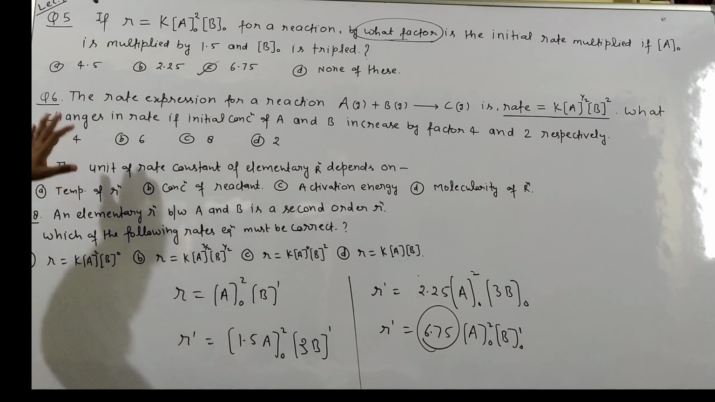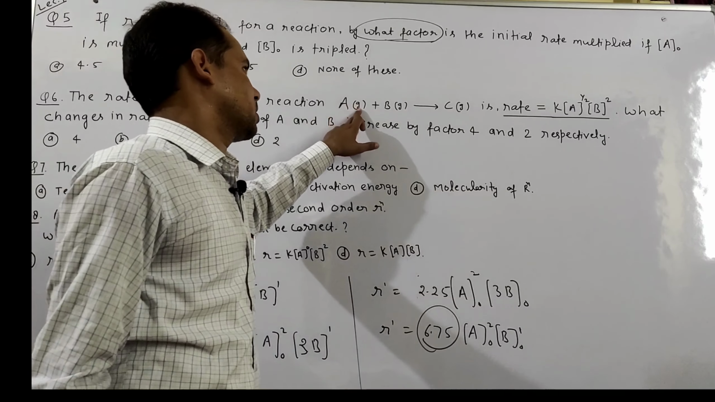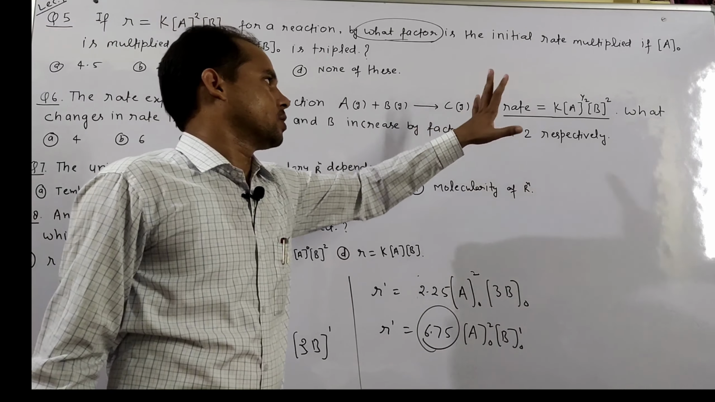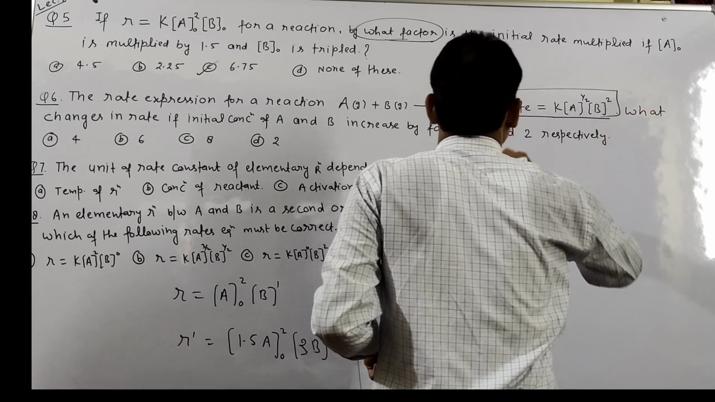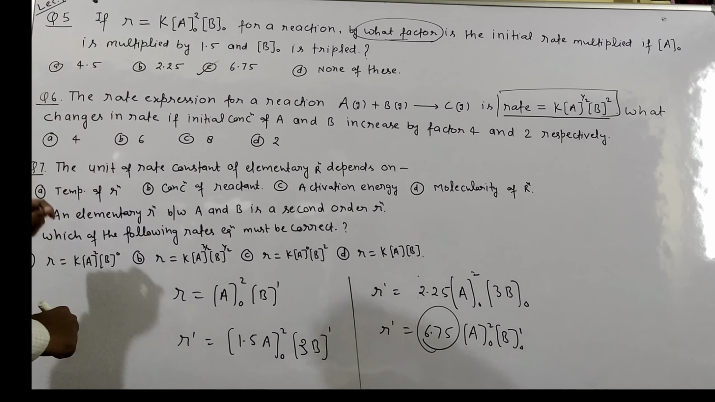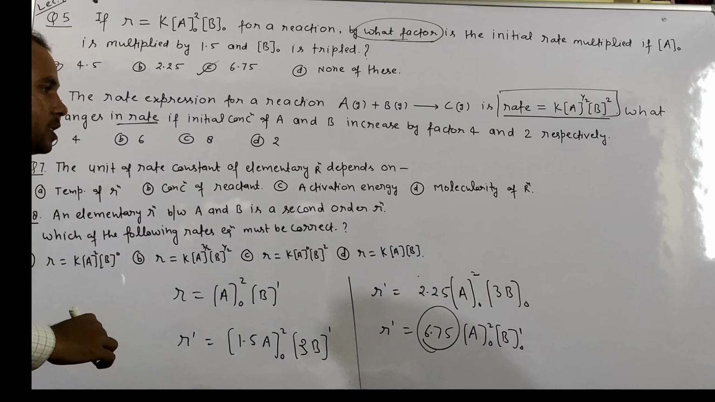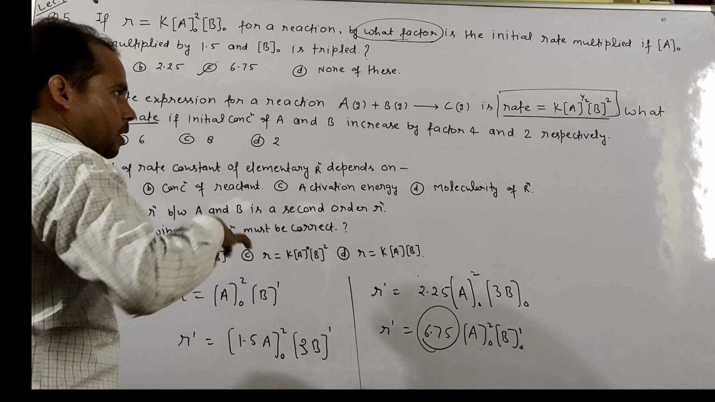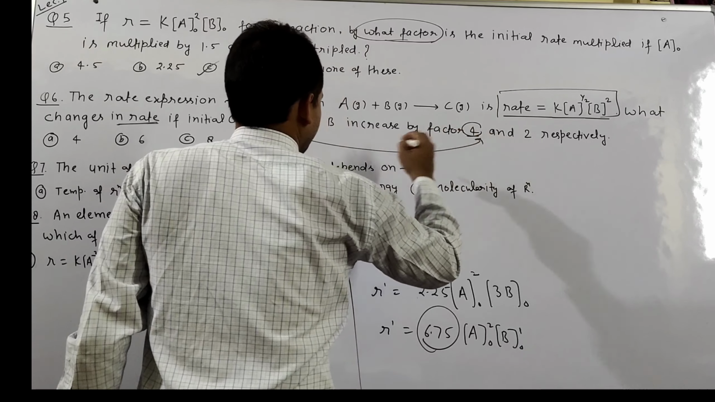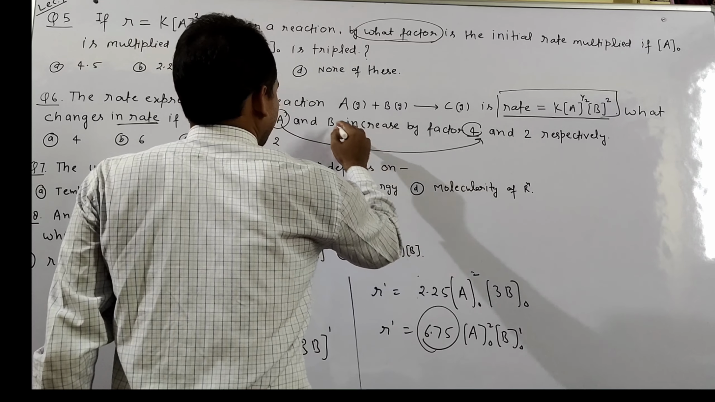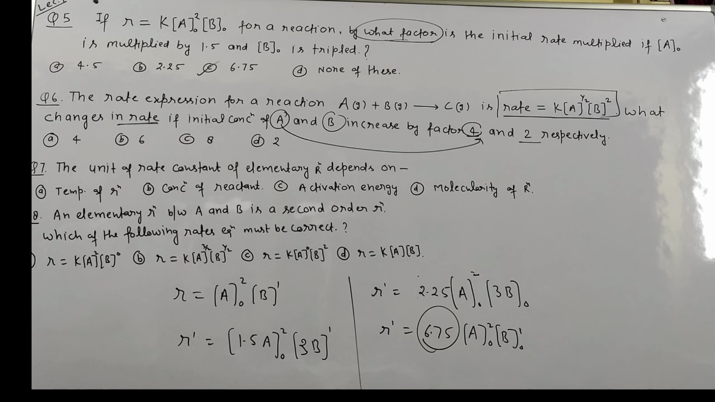Similarly, we can solve question number 6. The rate expression for a reaction A (gaseous state) plus B gives C is given. We are given a rate expression, and it is asked what change occurs in the rate if the initial concentrations of A and B increase by the factors 4 and 2. So the concentration of A is increased by 4 and B is increased by 2. How is the rate affected?